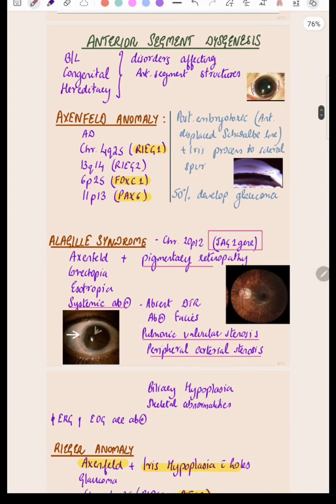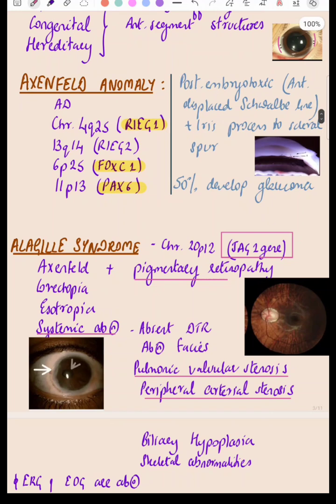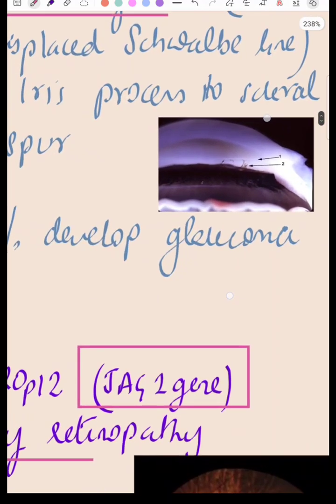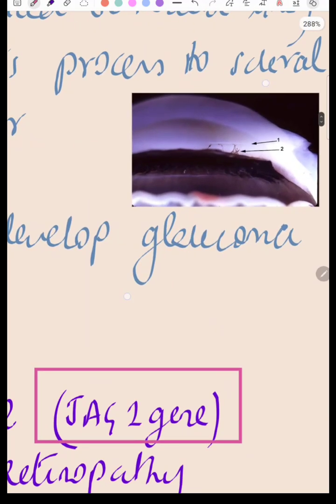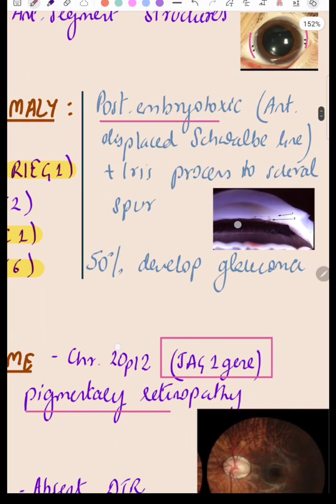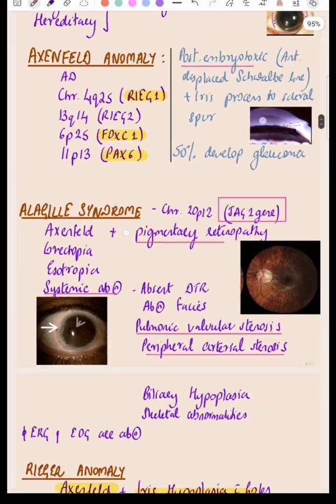Next is Axenfeld anomaly. Axenfeld anomaly is characterized by posterior embryotoxon, that is the anteriorly displaced Schwalbe's line, along with iris strands. See, the iris strands are adherent to the anteriorly displaced Schwalbe's line in Axenfeld anomaly. Now, if glaucoma develops, that is Axenfeld syndrome.